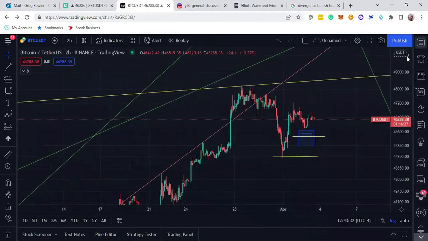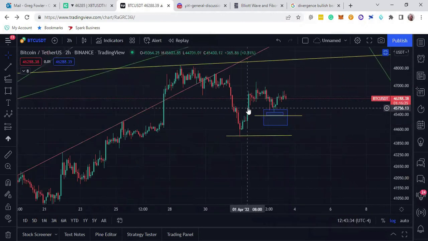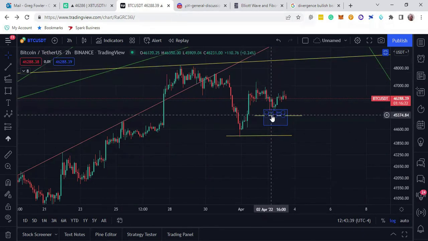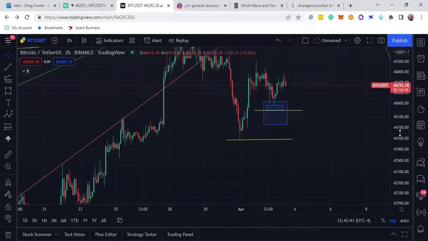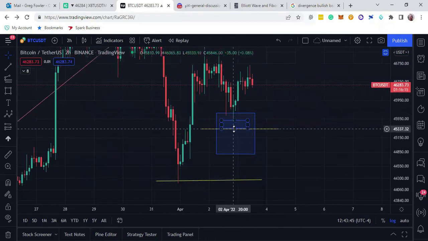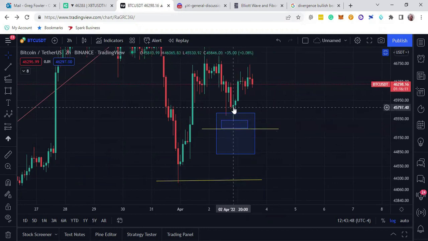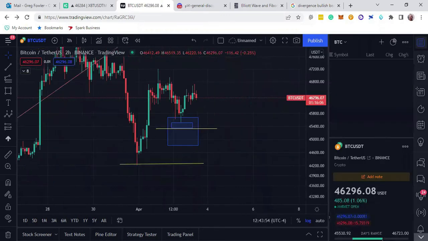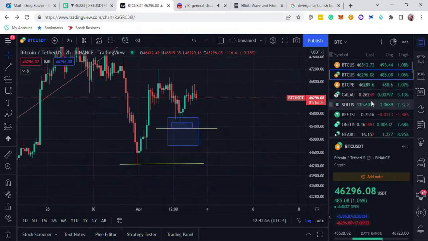So I have just an example. I know this is short, but I had a potential area where I thought I may have put in a long, but in this situation, it did not hit my target, so I didn't enter in. See that yellow trend line that I have right there? I wanted to see it hit that. It never did, so I didn't enter in. I just said, not going to do it. Go over some other coins real quick.